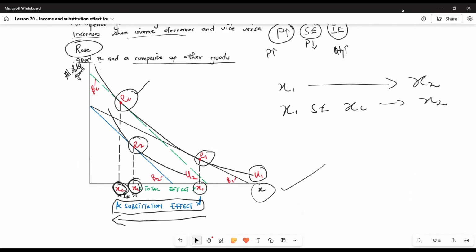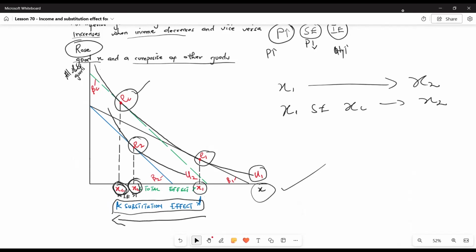So we see that the net or total effect, which is from X1 to X2, is still a decrease in demand. This is because for Rose, even though the income effect is positive, the negative substitution effect is bigger and hence dominates the income effect, leading to a decrease in demand. Even though good X is an inferior good, it still follows the law of demand because the substitution effect in this case is larger than the income effect.